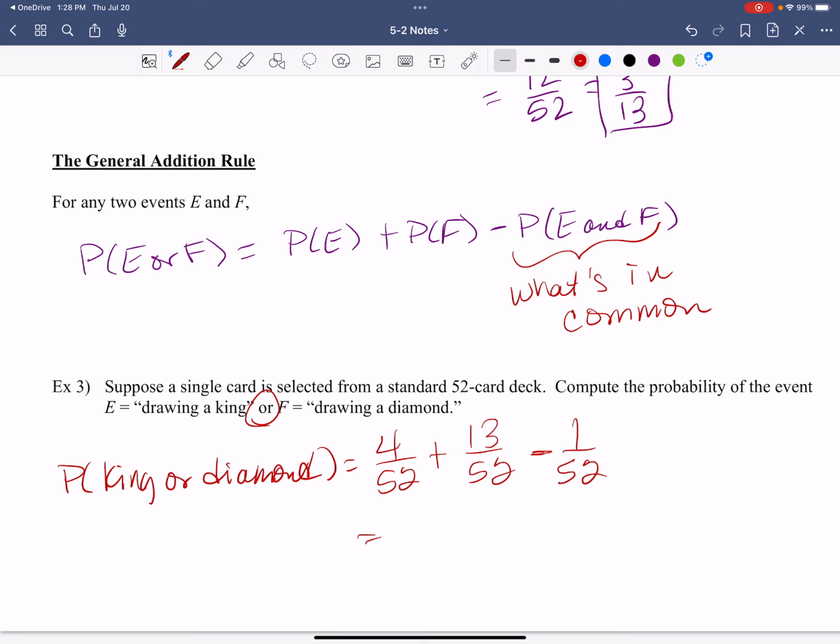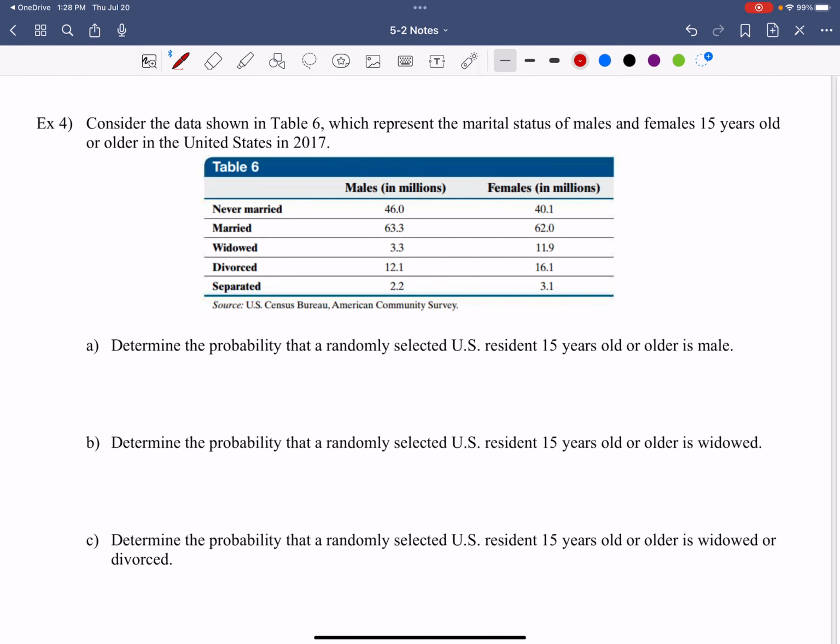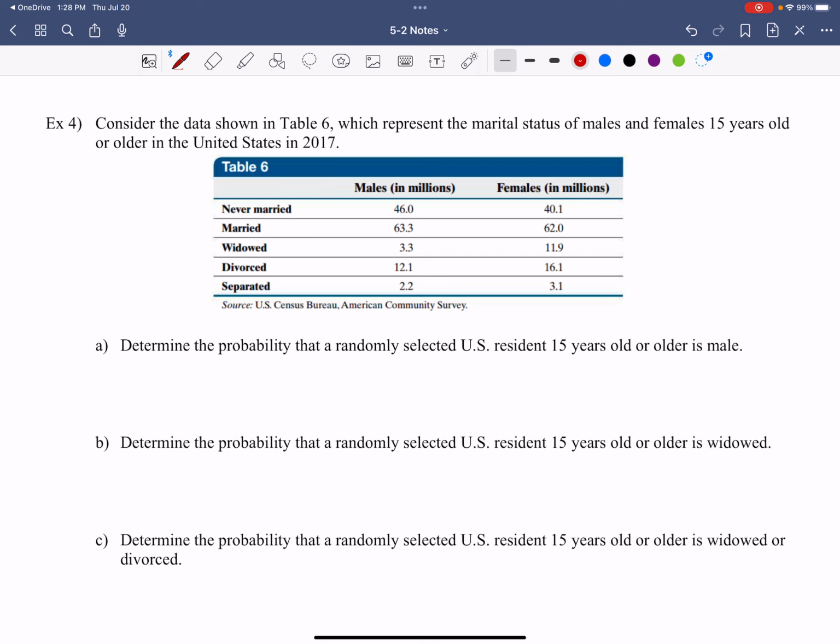So then you add those together. 17 minus 1 is 16 over 52. And if you reduce that fraction, we get 4/13. And your calculator will do that for you too, right? Good. Okay. Does that make sense? Taking out what's in common there. That's the general addition rule. Still the word or. We're still going to be adding. We just have to subtract off what's in common there.